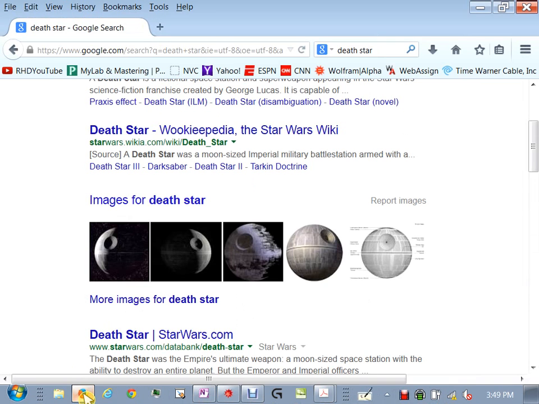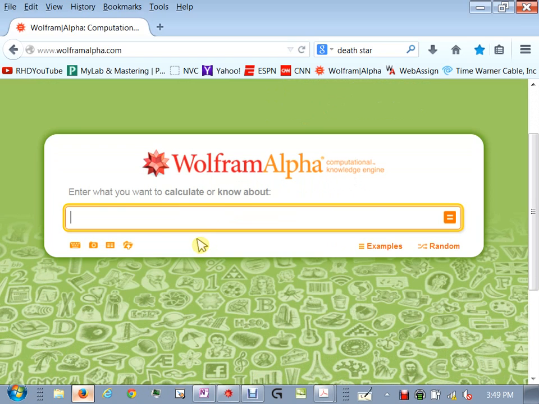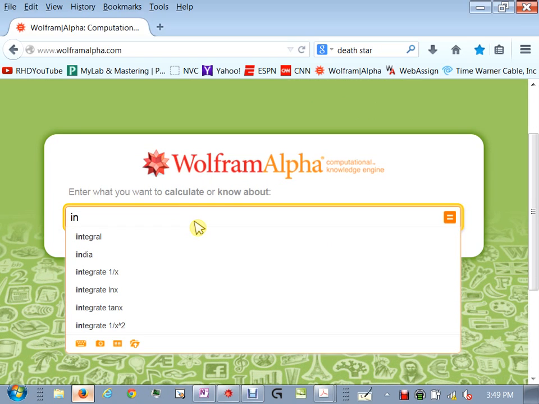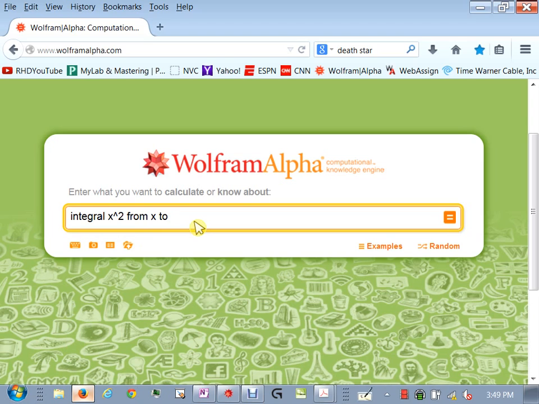So let's see. Does Wolfram Alpha do double integrals? Well, you wouldn't have to, right? You could do this. Integral of x squared from x to negative 2x plus 6. See what it does.